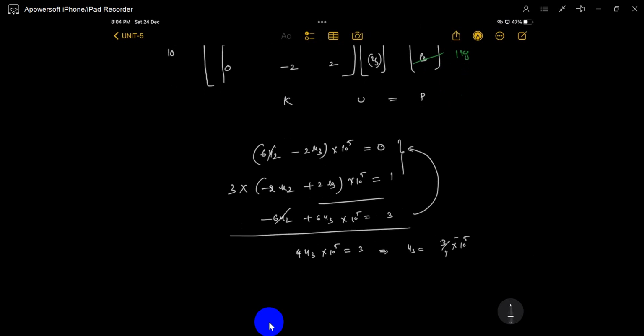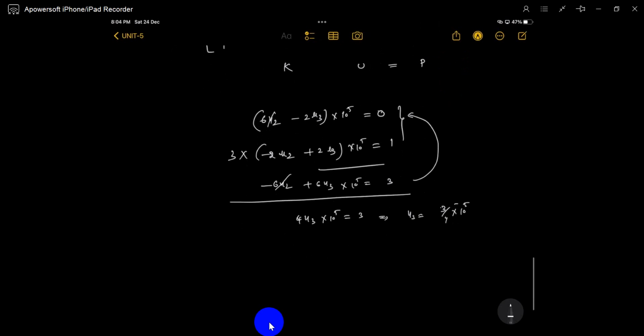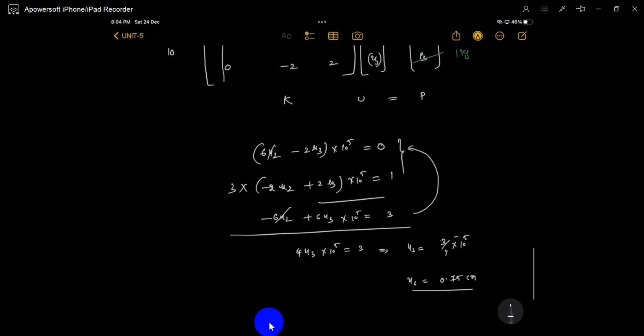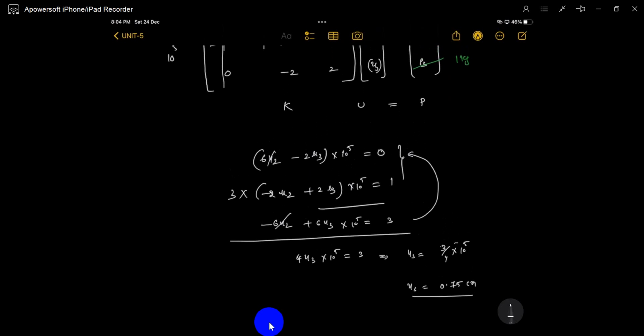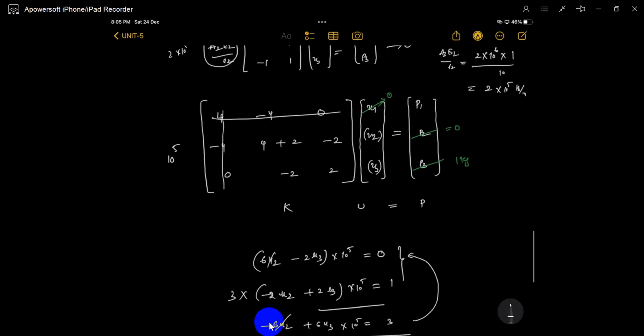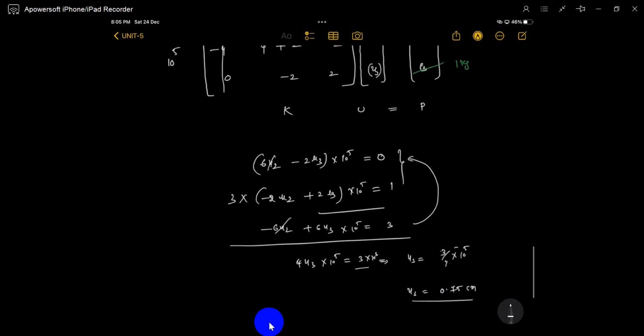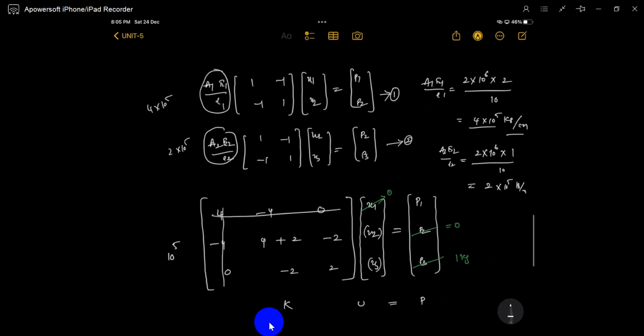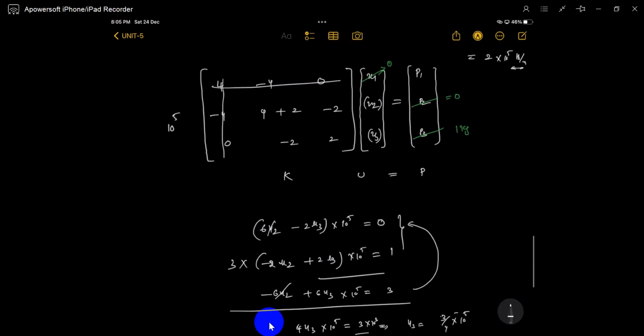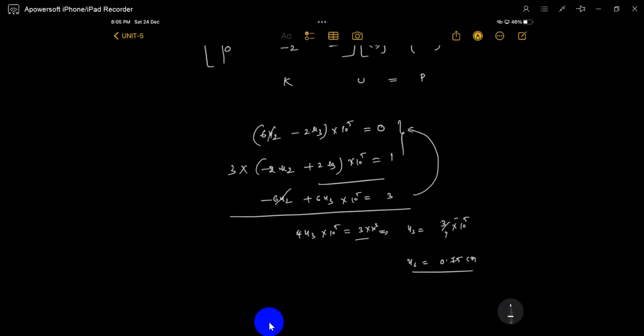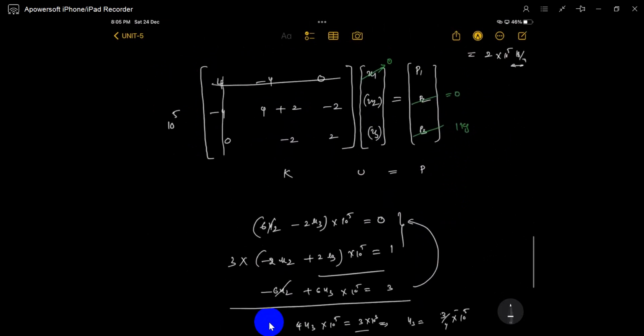So what you will get, u3 equal to 0.75 into 10 power minus 5. 3 kilonewtons are understood. What is that? It's 1 kg. It's a 10 power 5 are understood. Kg per centimeter. What is it?